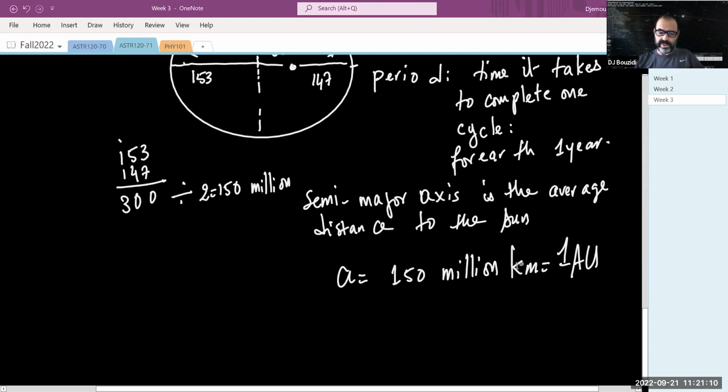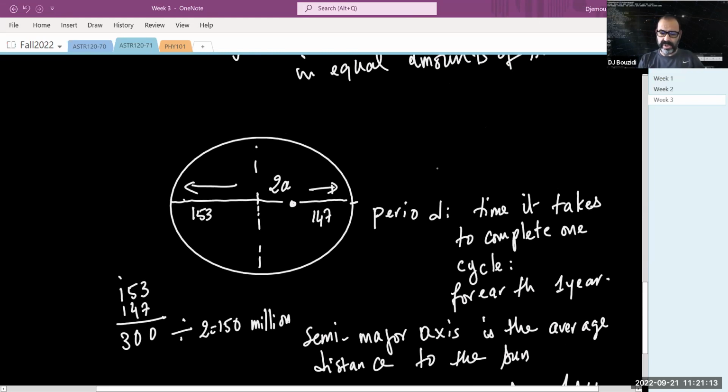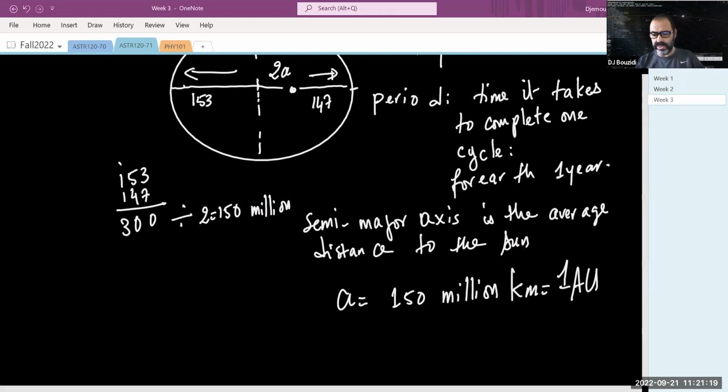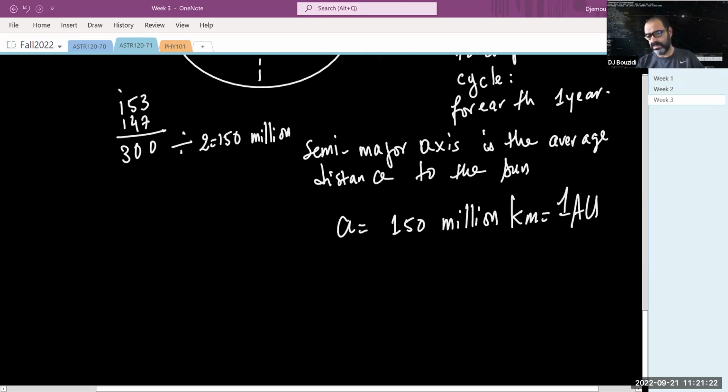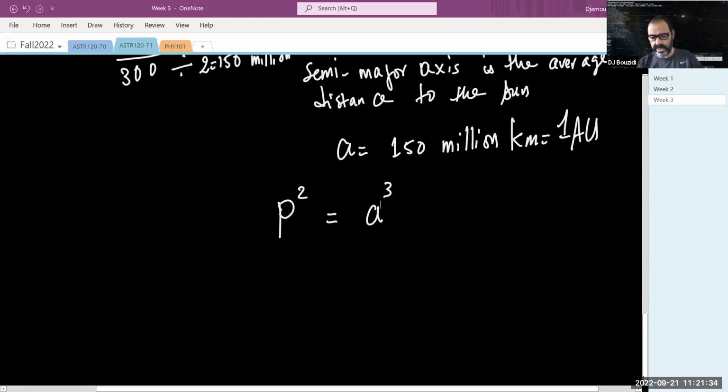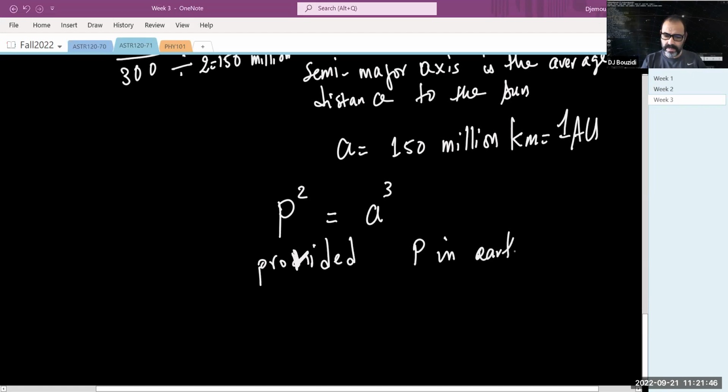Now, the third law says the following. So this period, P, which is the symbol for it, for Earth, it's 1 year. And this distance, which is the semi-major axis, or the average distance, it says that P squared is equal to a cubed, provided, the key in here, provided. So there is a big deal in here. Provided P is in Earth years, and a is in astronomical units.